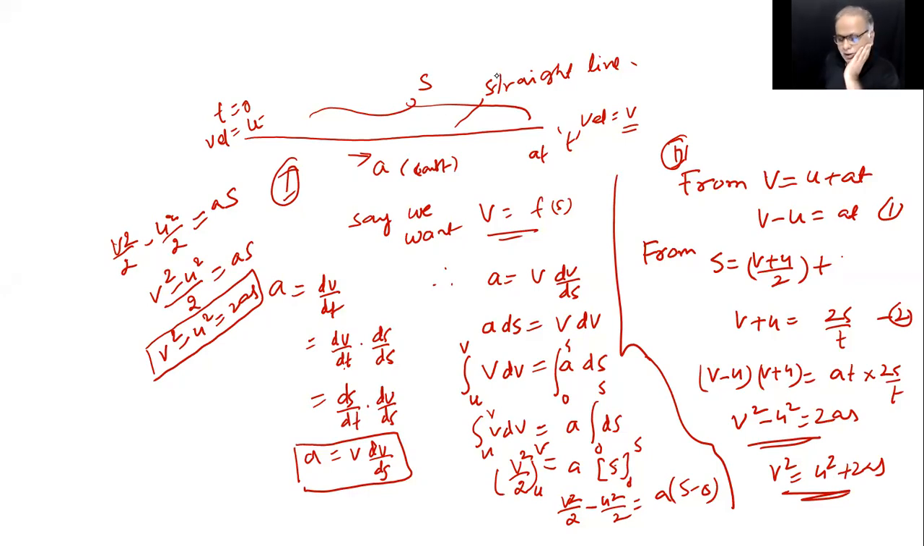After finishing, I'll give a summary of the formulas again and comment on that. But let me derive one more equation. Here, remember, V is unknown. U is known. A is known. S is a variable. So, V as a function of S, we are writing. Because in the problem, it is mentioned that initial velocity is known, acceleration is known. So, if you know that, how to get V after a distance S is the question there.